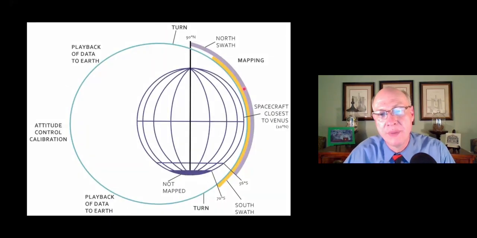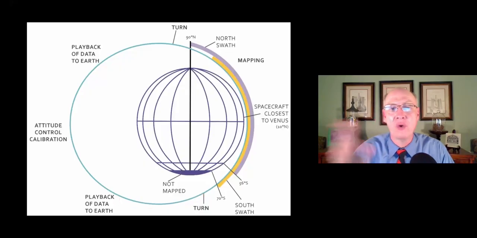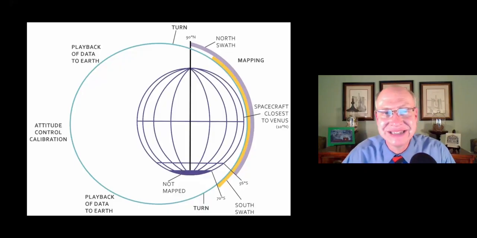And so this was the orbit of the spacecraft right here. It was in an elliptical orbit. So when it was close to Venus, it used its radar to map the surface. And then as it pulled away from Venus in its elliptical orbit, it would reorient itself, point its giant antenna back to Earth, and play back all the data to Earth. And then it would turn itself, and go back to mapping, and then turn itself, play back to Earth, turn, map, turn, play back to Earth, and just do this over and over again.